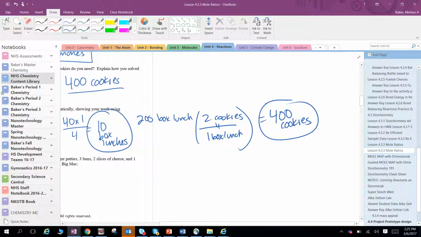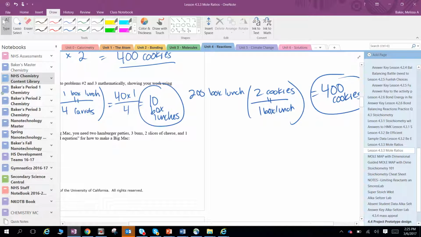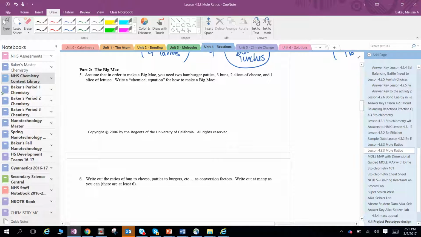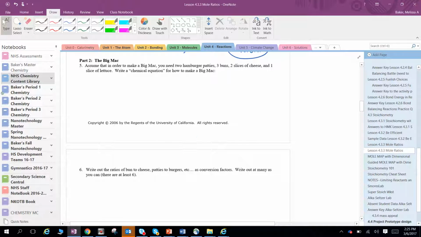And you might think to yourself, why do I need to set this up? I can do these in my head. True, when things get a little more complicated with chemicals though, it's nice to have this procedure in place, this technique I should say.